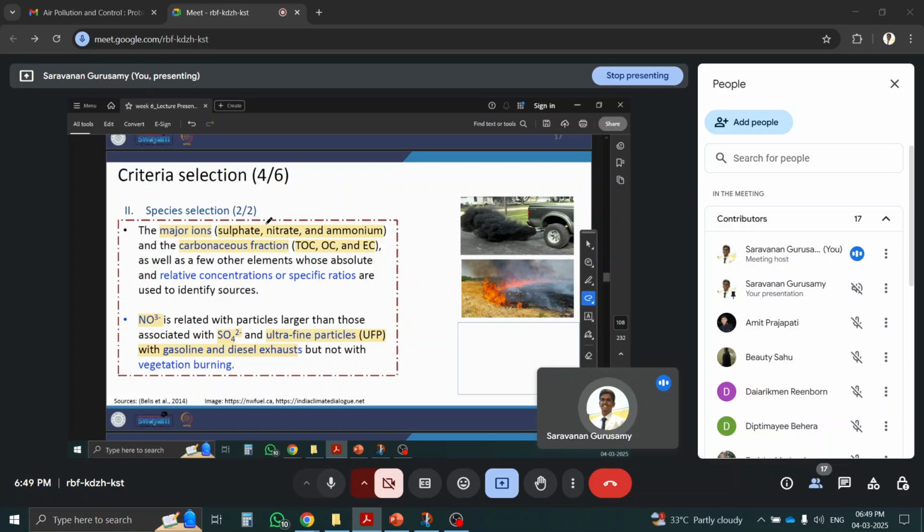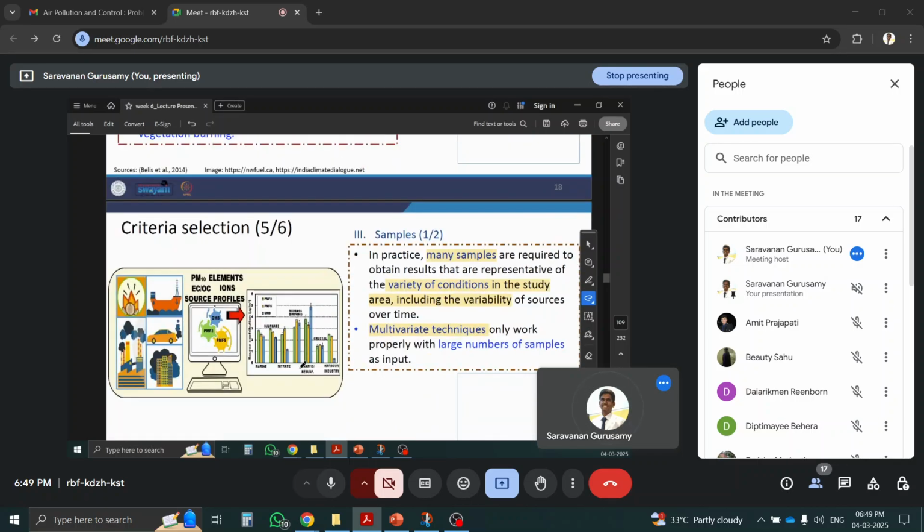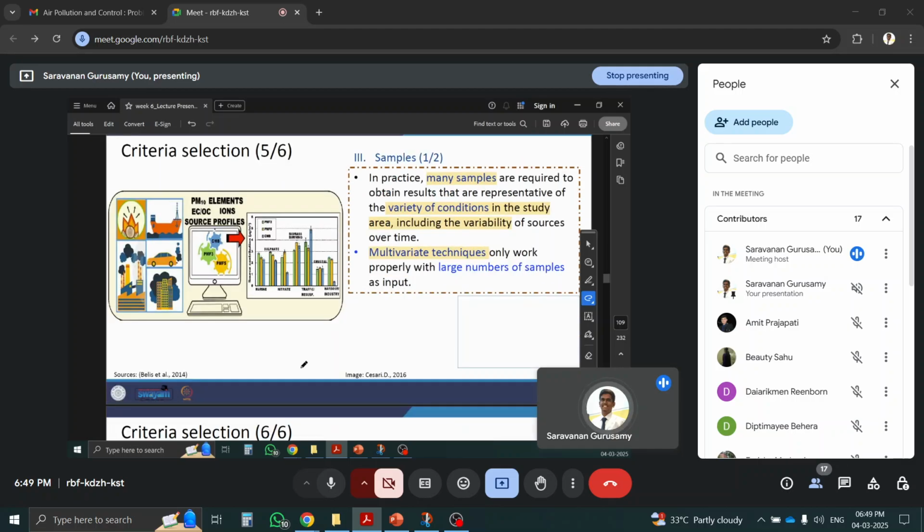So the species selection, major ions like sulfate, nitrate and ammonium they will choose, and carbonaceous fraction like TOC, OC and EC they will take. And nitrates is related with the particles larger than those associated with the sulfates, and ultrafine particles, that is with the gasoline and diesel exhaust. So what are the sources if you are identifying, then you can fix the pollutant according to that. If you are working with the vehicular emission, then you can fix with the carbon monoxide and NOx levels.